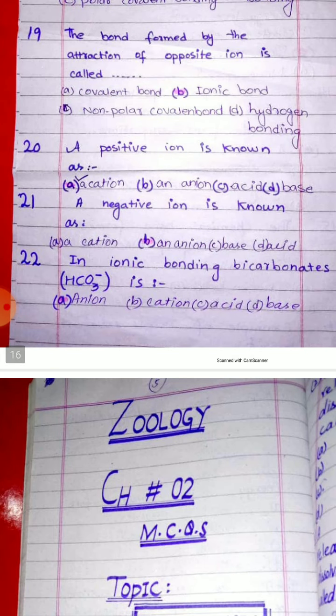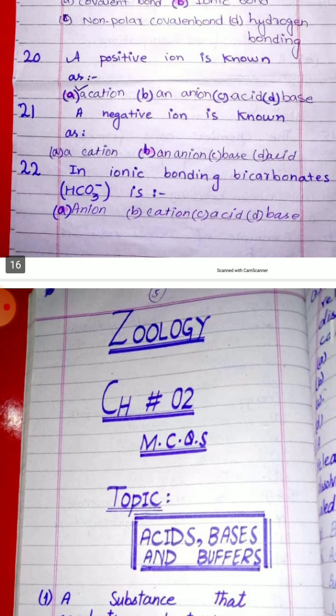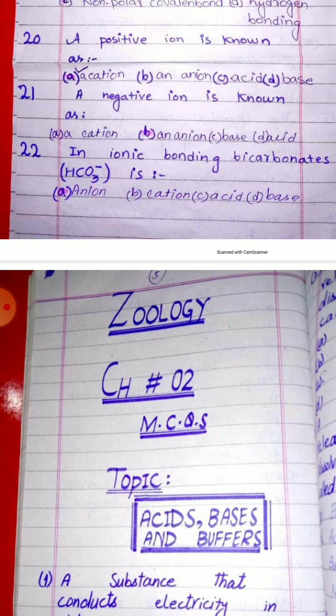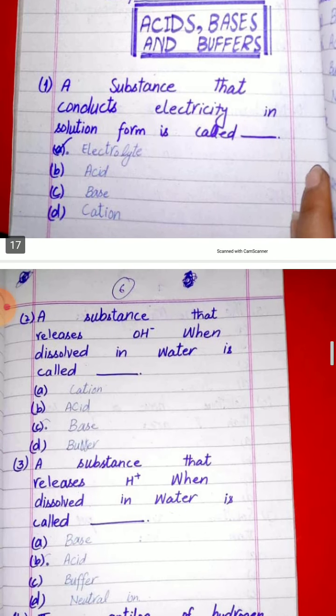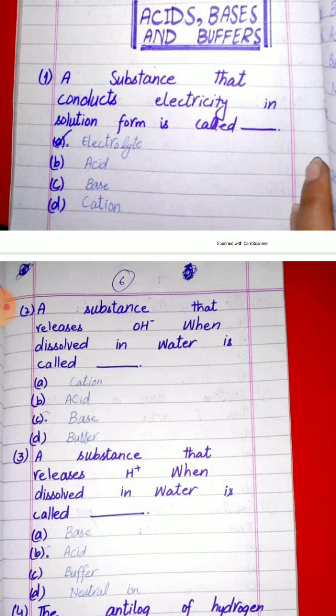A positive ion is known as a cation. A negative ion is known as an anion. In ionic bonding, bicarbonate is an anion. Okay, acids, bases, and buffers. A substance that conducts electricity in solution form is called an electrolyte.